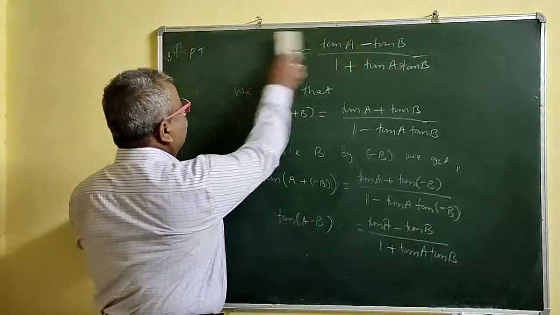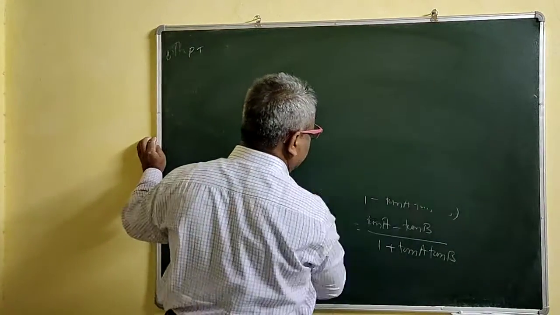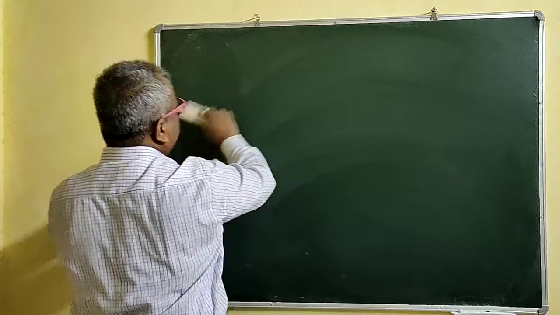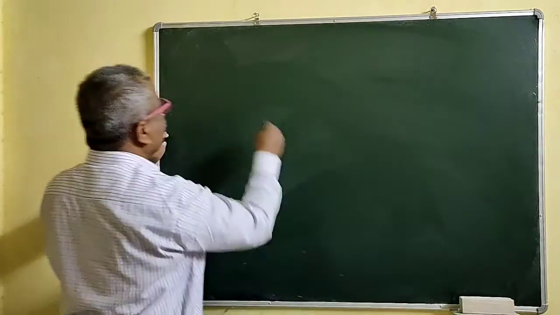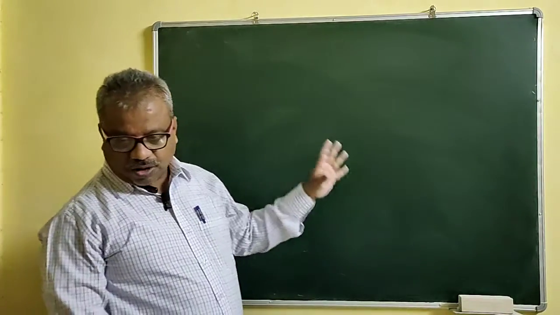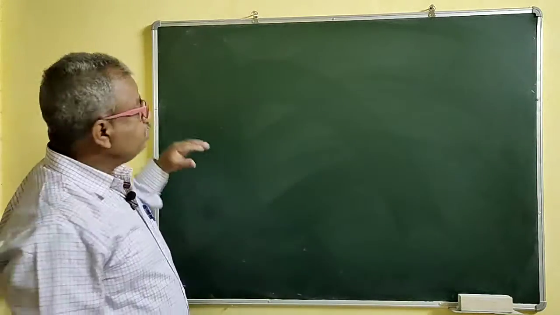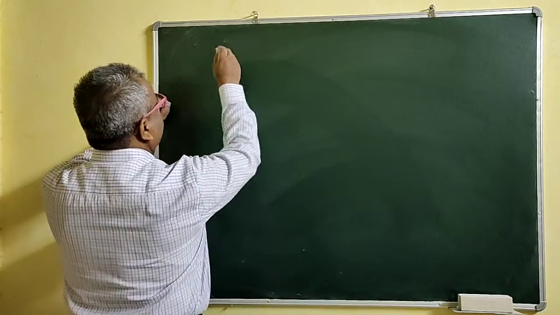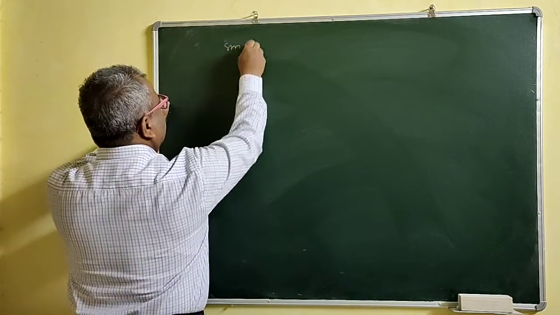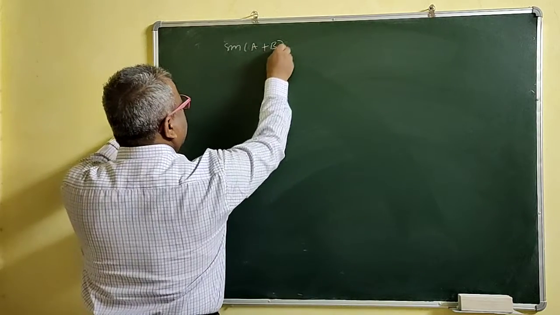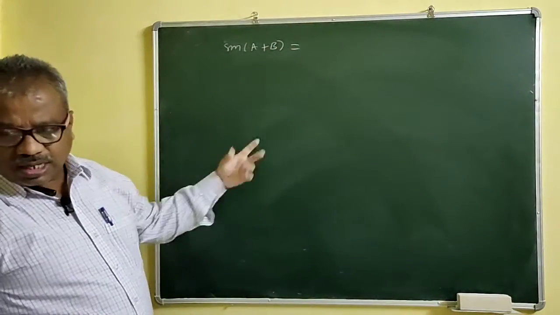Okay, so in the previous lecture, what we have seen? We have seen this formula. We will write those six formulas once again so that you will remember them. We'll write them not one by one, but in the order sine, then cos, then tan, right?